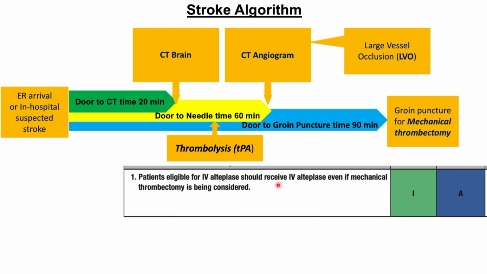Now, patients that are eligible for IV alteplase should receive IV alteplase even if mechanical thrombectomy is being considered. This is a class 1A indication. So if a patient qualifies for mechanical thrombectomy, it does not mean that the patient cannot receive IV alteplase. If he qualifies for both, he gets TPA, and you do not wait for the TPA to finish. You do not wait for that result to see the improvement. You start the TPA infusion and you take the patient to the cath lab and you do the mechanical thrombectomy with the TPA going on.